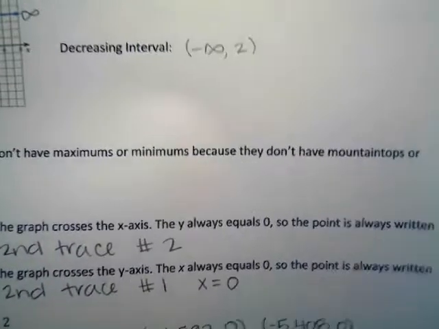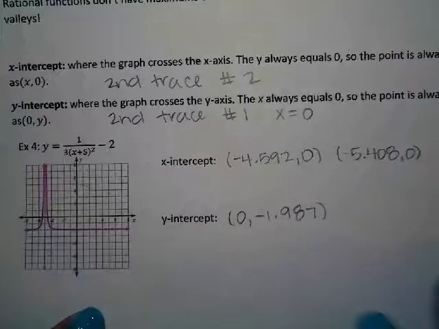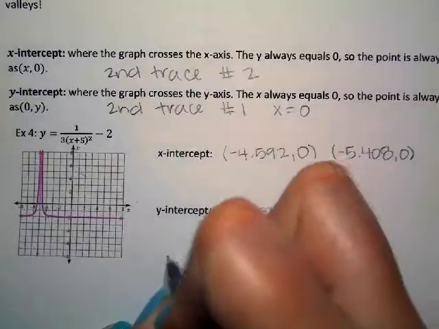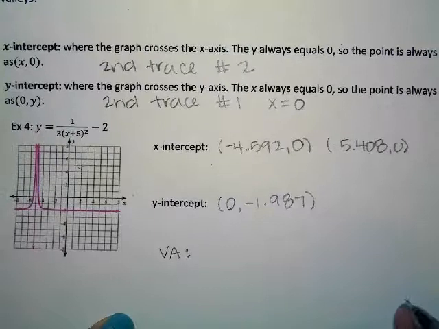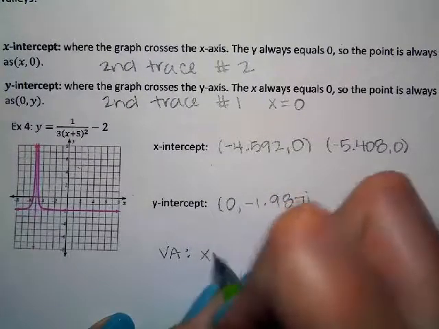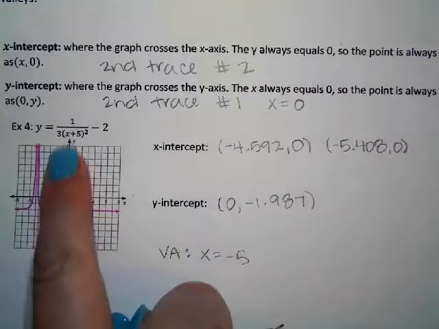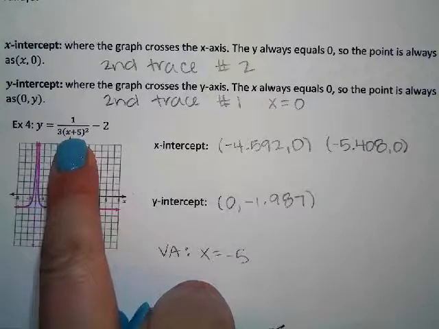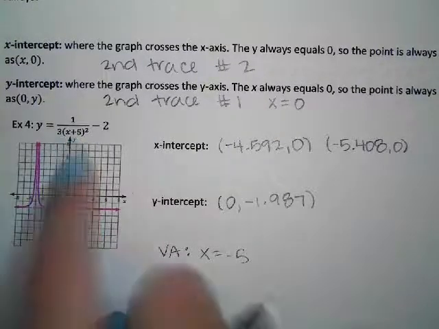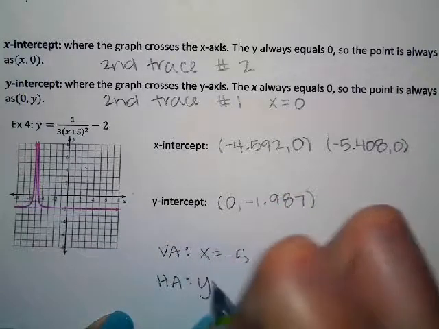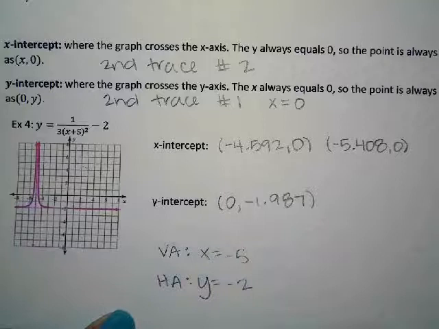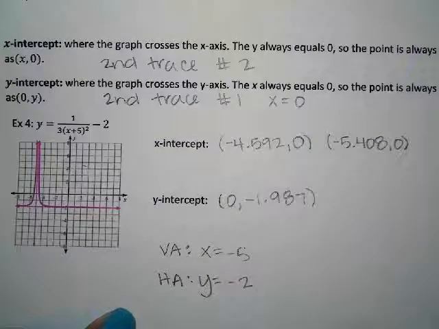Actually, looking at this, let's just do it real quick. Can somebody say what the vertical asymptote is? -5. X equals -5. And you can tell from the equation itself, so it's the opposite of the inside of the parentheses. What's the horizontal asymptote? Y equals -2. So we make sure that when we do the vertical asymptote and the horizontal asymptote, we always write the equation, because it's the equation of a vertical line, it's the equation of a horizontal line.